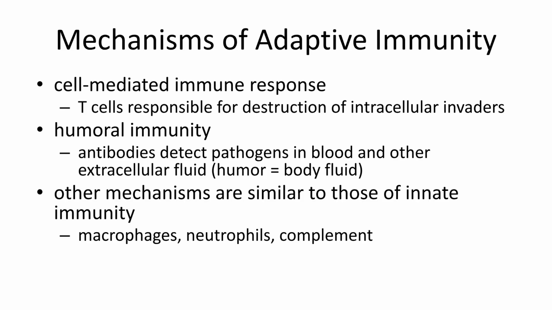Mechanisms of adaptive immunity include the cell-mediated immune response, where T cells destroy intracellular invaders, and humoral immunity, where antibodies detect pathogens in blood and extracellular fluid. Other mechanisms are similar to the innate response, involving macrophages, neutrophils, and complement.